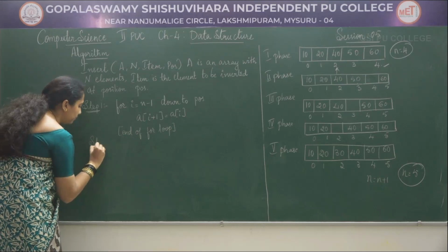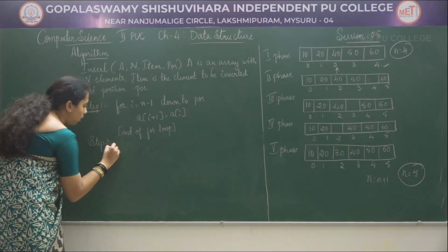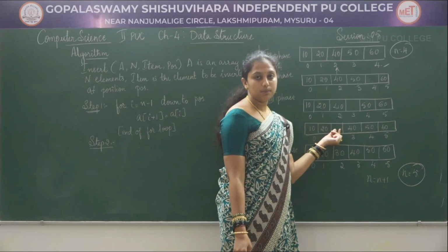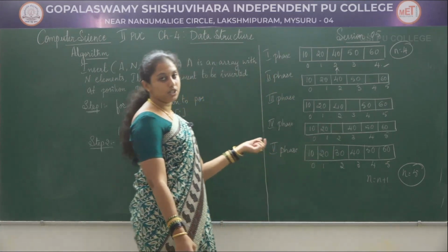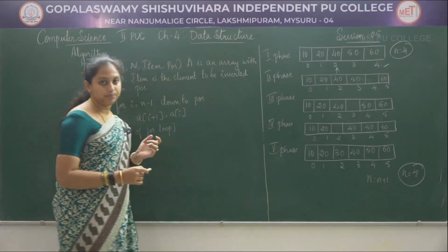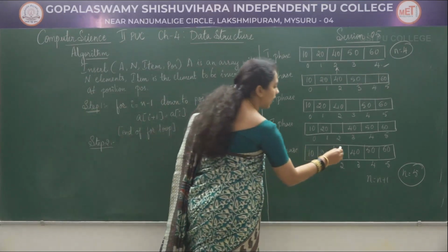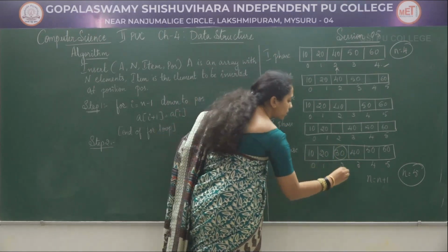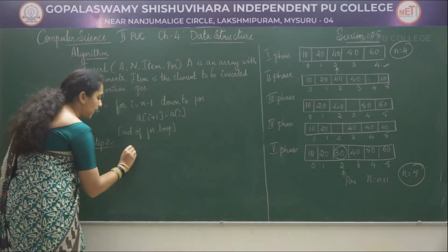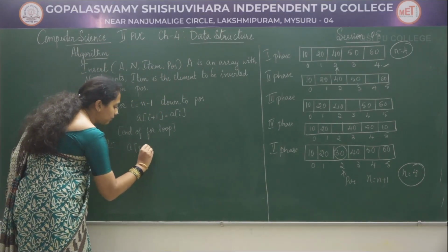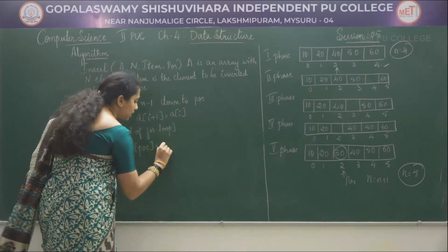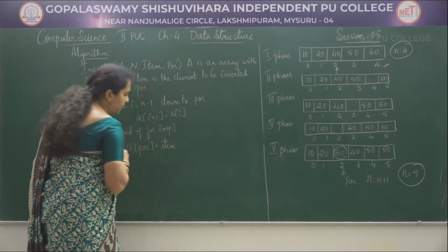In step 2, after shifting all the elements, the required position will become empty. So at this position, we have to insert an item. So here I have inserted the item called 30 at position 2. So at position, that is A of position, I have to insert an item 30, that is A of POS is equal to item.